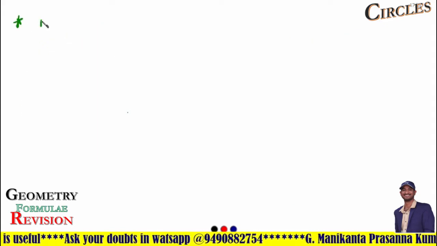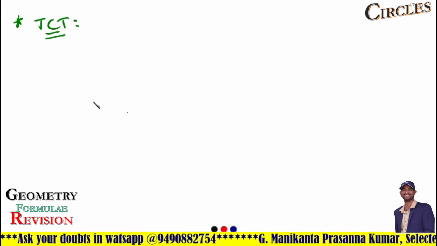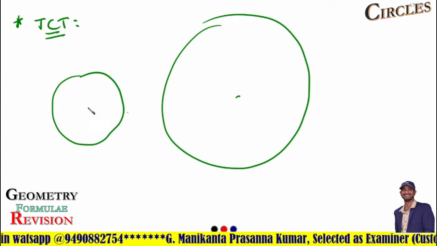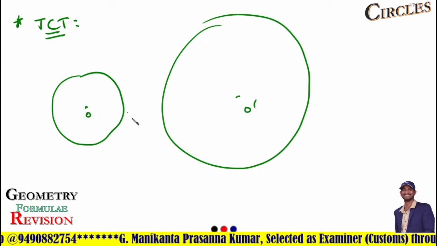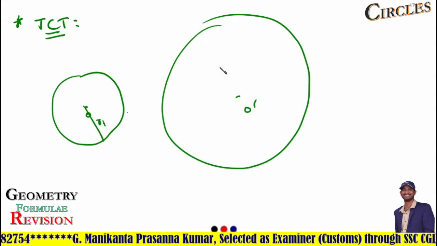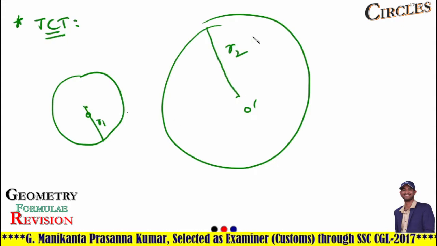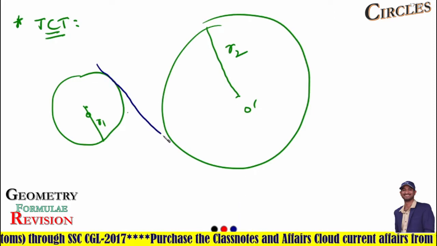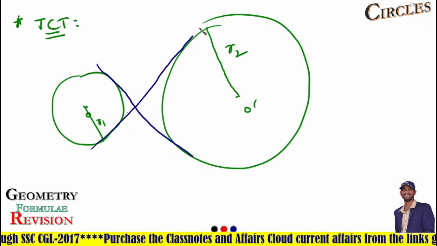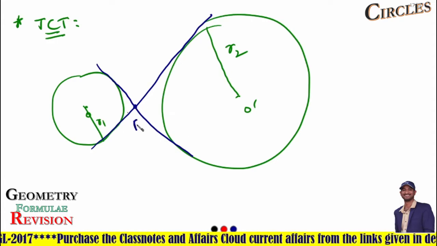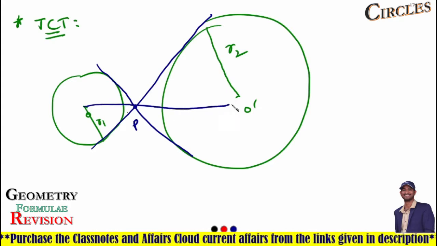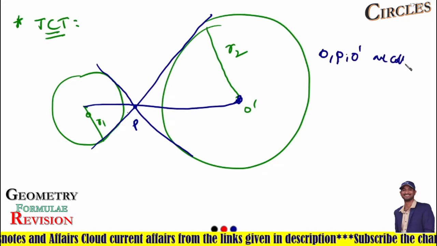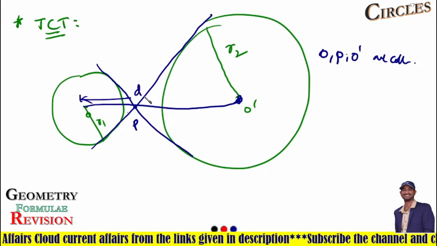Next, properties of transverse common tangents in non-intersecting circles. First, suppose these are the 2 circles, with centers O and O dash and radii R1 and R2. Now, these two are the transverse common tangents. If they intersect at some point P, then O, P and O dash are collinear, and the distance between the centers is D.